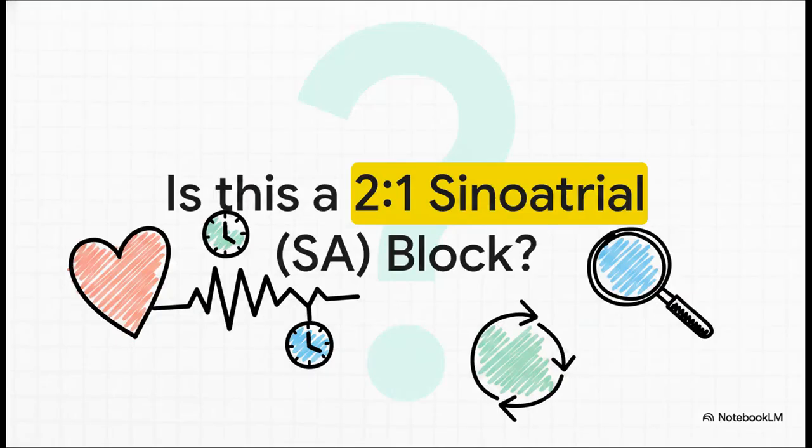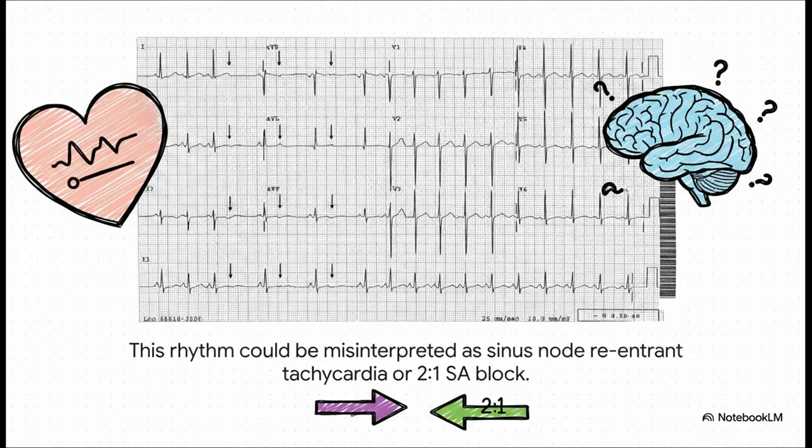Let's try another, even more subtle case. Here we see a sudden change in rhythm. The question now becomes, could this represent a 2-to-1 sinoatrial block? So on this 12-lead, the heart rate abruptly doubles. This pattern could certainly be consistent with something like sinus node reentrant tachycardia, but if you take out your calipers and measure the R-to-R intervals, you'll find that the long cycle is almost exactly double the short cycle. This precise mathematical relationship is a classic textbook feature of 2-to-1 SA block.